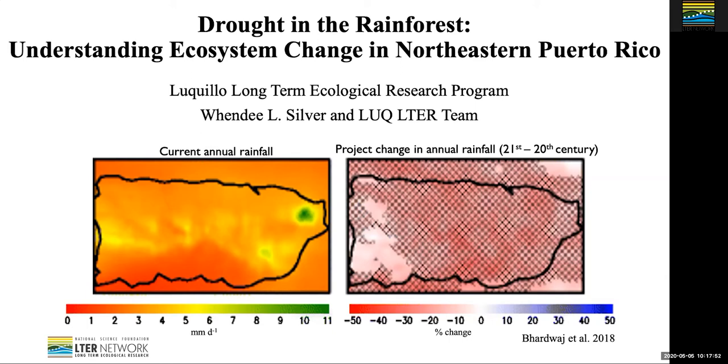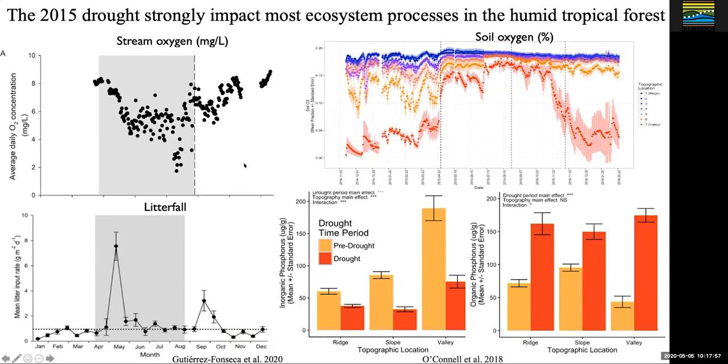And then we also experienced what we thought at the time was a rare event, which was a strong drought in 2015 that impacted most ecosystem processes in the humid tropical forests that we studied. To show you what this looked like, on the left over here, we have stream oxygen concentrations. This is the average daily oxygen concentration in milligrams per liter in streams. And you can see that oxygen concentrations declined really dramatically during the 2015 drought.